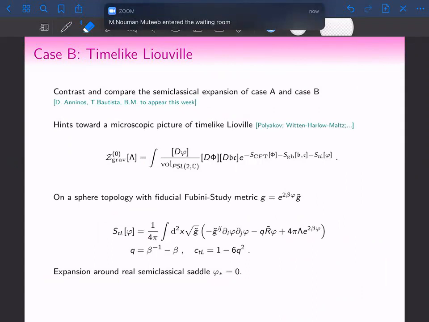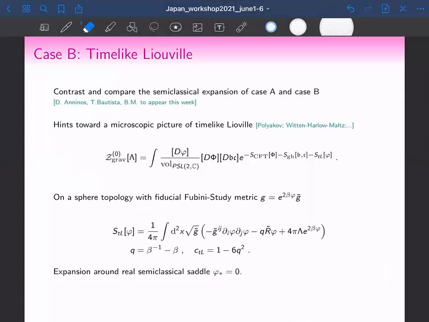Of course, we also have this case B, which was the Timelike Liouville. For us, the important thing here was that we could contrast and compare case A to case B. Essentially, as I was pointing out, case B is nothing else than Timelike Liouville. Here the sign of the kinetic term is switched, and that's why this theory is called Timelike Liouville.